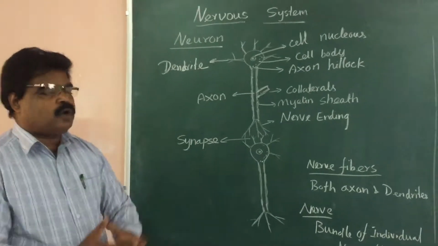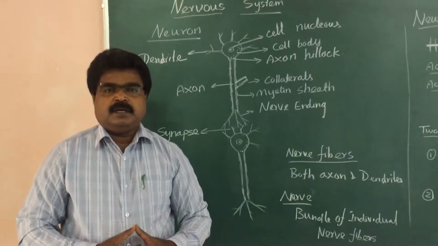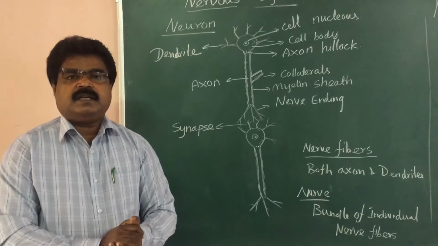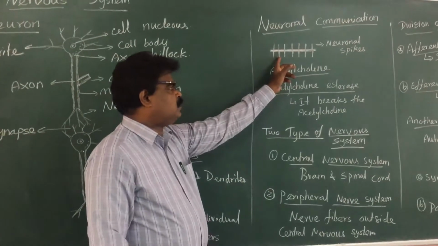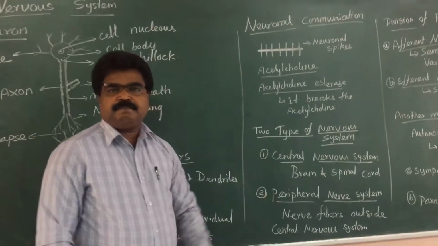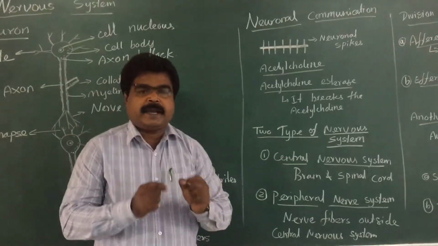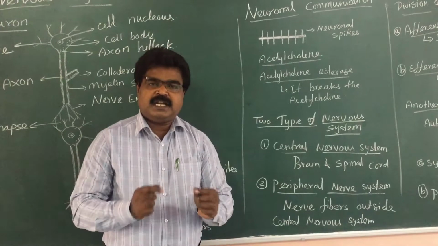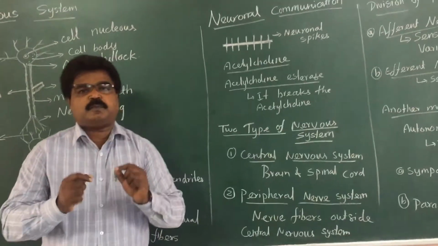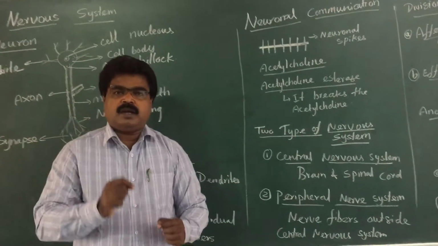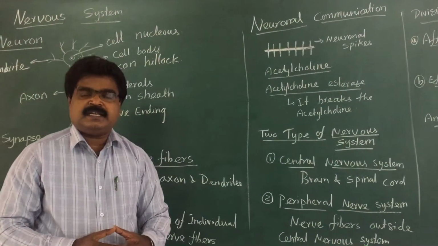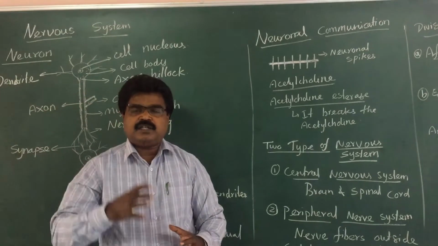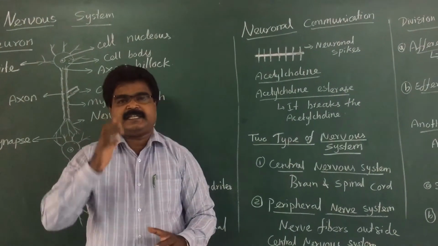Then how does neuronal communication take place? Neuronal communication is spike in nature. If you go through this diagram, it is a spike. This is called a neuronal spike. The action potential conduction in a neuron is a neuronal spike. It is also called saltatory conduction.